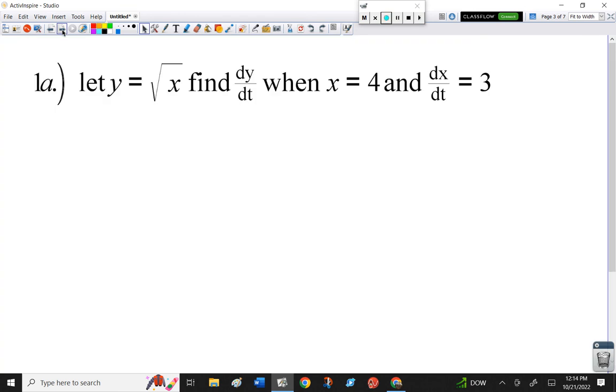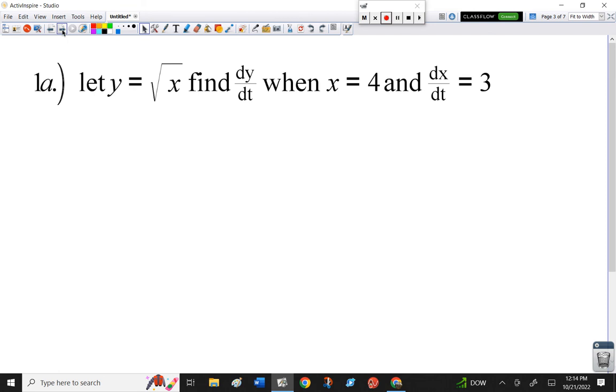So here we go. Based in mathematics. We're going to do number 1A, so go ahead and copy this down. I'll give you some time. Of course, pause the video if you need to. Here we go. I want you to let y equal the square root of x, and I want you to find dy/dt when x is 4 and dx/dt is 3.